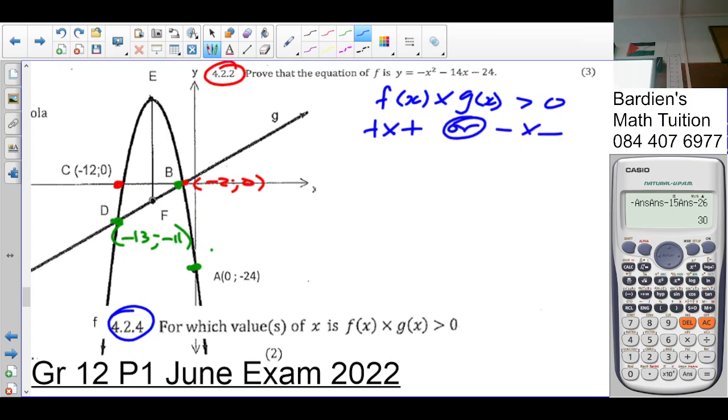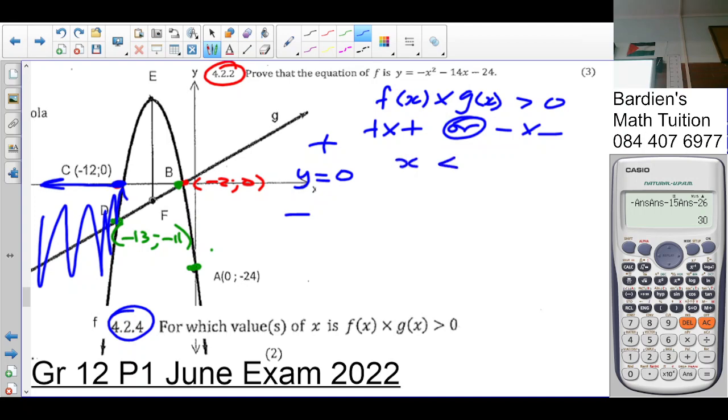So, when is a graph positive? If it's above the line, and when a graph is negative, it's below the line. So in other words, both graphs must be under or both graphs must be above. As you can see here, both are under, not so, up until this point. From there, one is under, one is on top. So in other words, x must be less than negative 12. They're not talking about equal, so I'm not going to include that.